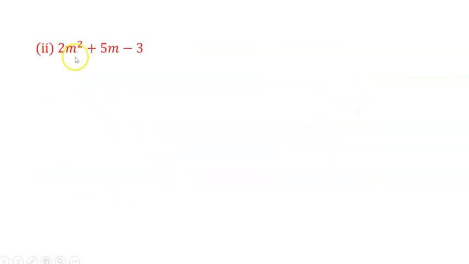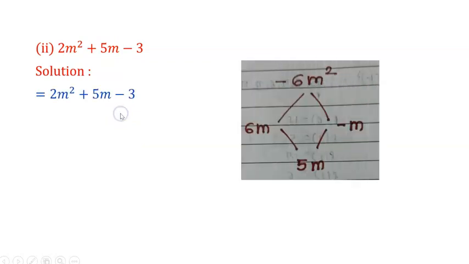Next, 2m square plus 5m minus 3. Again here the product of first term and the last term, that is 2m square and minus 3, is minus 6m square, and the middle term is plus 5m. Now find out the two numbers such that whose sum is plus 5m and the product is minus 6m square. Now there are the two numbers, that is 6m and minus m. Their sum is plus 5m and the product is minus 6m square.